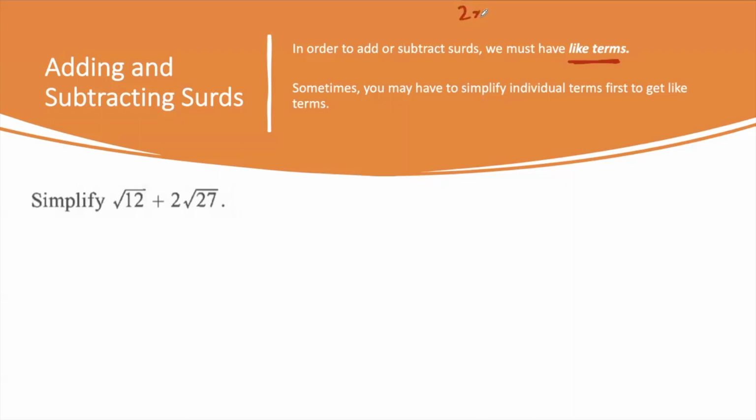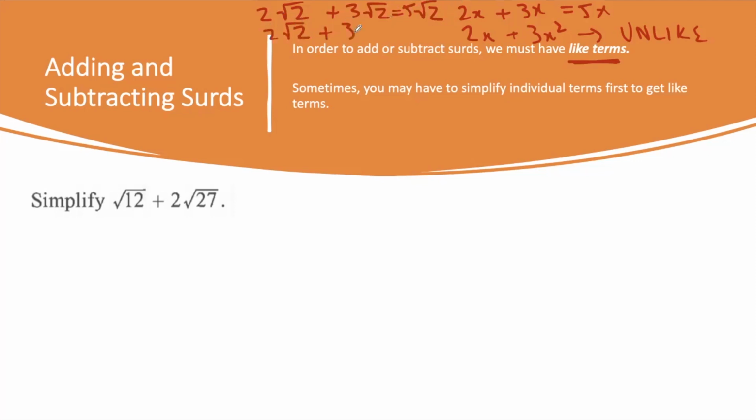So for example, if you have 2x plus 3x, that would give you 5x. Whereas if you have 2x plus 3x squared, those are unlike terms, so you cannot add or subtract them. In the same way, if you have a surd like 2 root 2 adding to 3 root 2, that would give you 5 root 2. Whereas if you have 2 root 2 adding to 3 root 3, those are unlike terms, so these cannot be added.